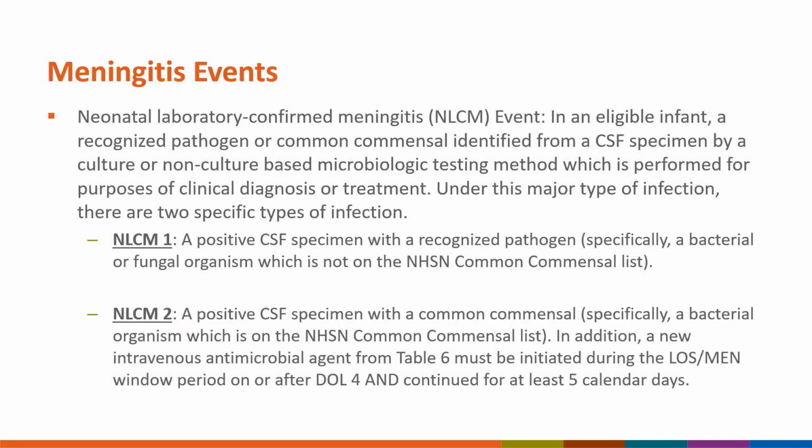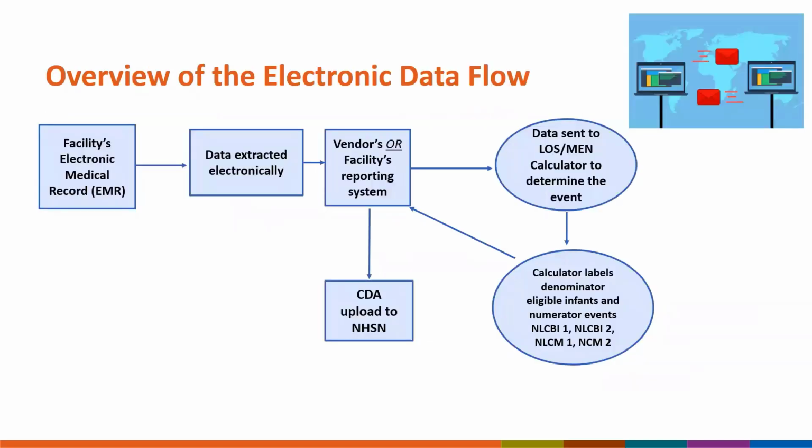Under the meningitis major type of infection, there are also 2 events, NLCM1, where there is a positive cerebral spinal fluid with a recognized pathogen, and NLCM2, where a positive common commensal cerebral spinal specimen is identified, and there's an intravenous antimicrobial agent started from Table 6 of the protocol, and it's initiated during the late onset sepsis min window period on or after day of life 4 and continued for at least 5 calendar days. Next slide, please.